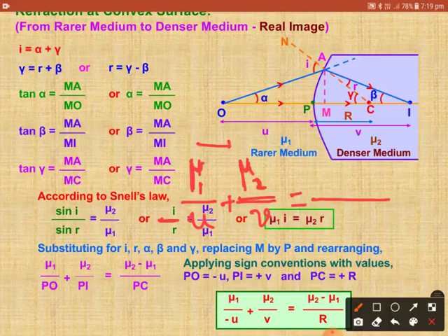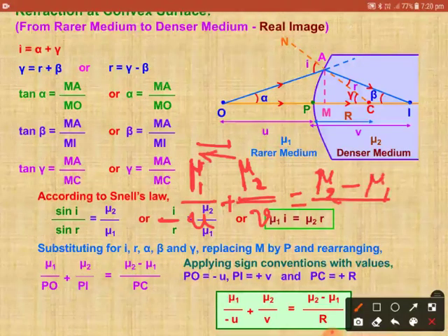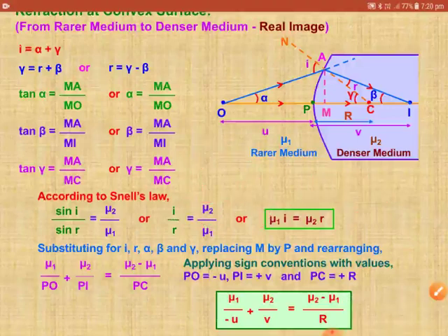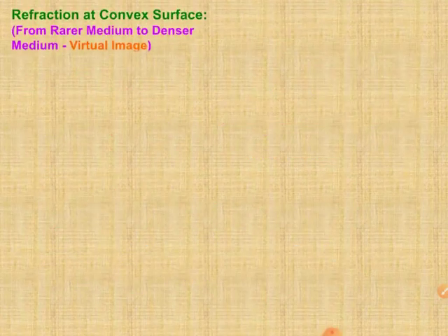So while taking the right-hand side, you need to think that it is coming back again from mu2 to mu1. You write the refractive index of the second medium mu2 first, then minus mu1, then take the radius of curvature in the denominator like this. That is what is written here also. Clear in this, right? Yes, let's see the next part, that is refraction at a convex surface.